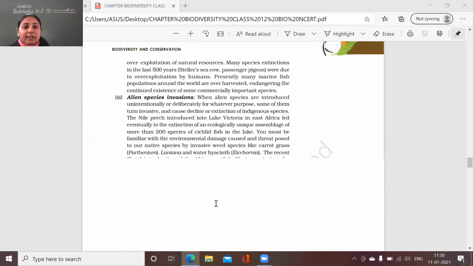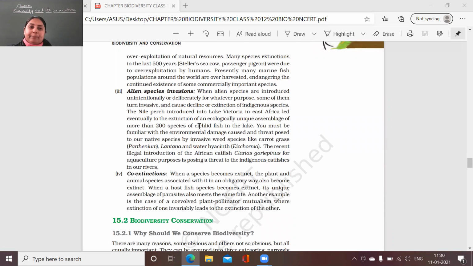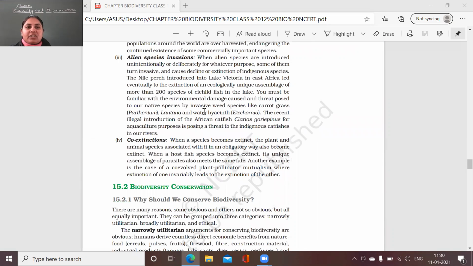All right, and the third point is alien species invasion. Alien species mean those species that are not related with that particular area. The species which enters into an area from some outside place, the foreign species which are not the native species of the area. When such alien species are introduced, whether intentionally or unintentionally, for any purpose in an area, they always cause harm to the native species. They decline, and it causes extinction of the indigenous species that are growing in that area.